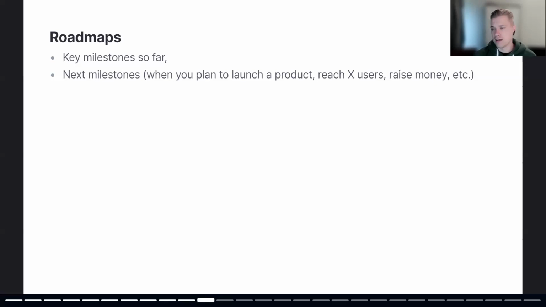Yeah, and then the roadmap. So as I said, what are the key milestones that you have achieved so far, and what are the things that you plan to achieve, let's say, in the next year? And usually when you show the roadmap, you don't just mention the milestone, you also mention the time period when it could happen.